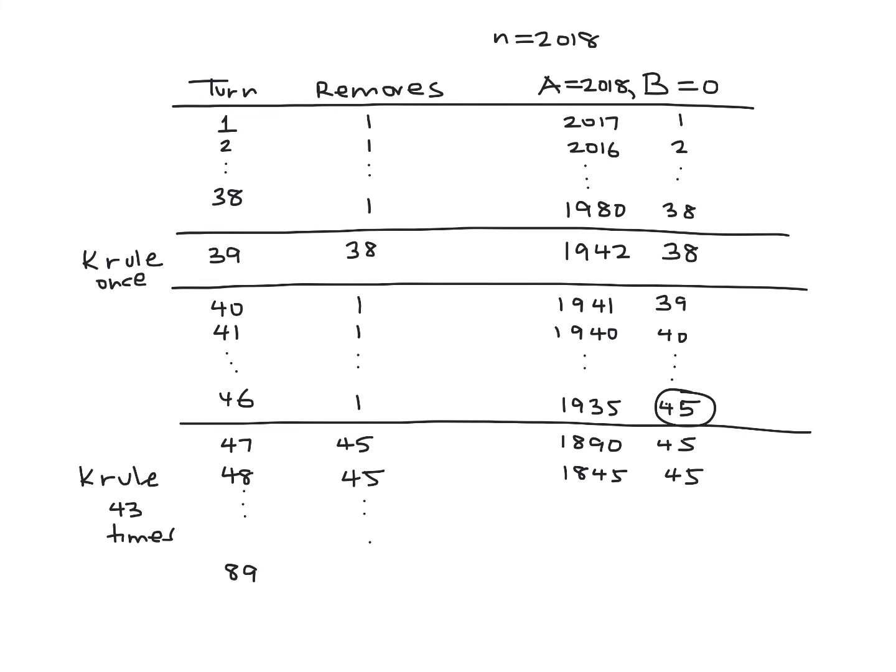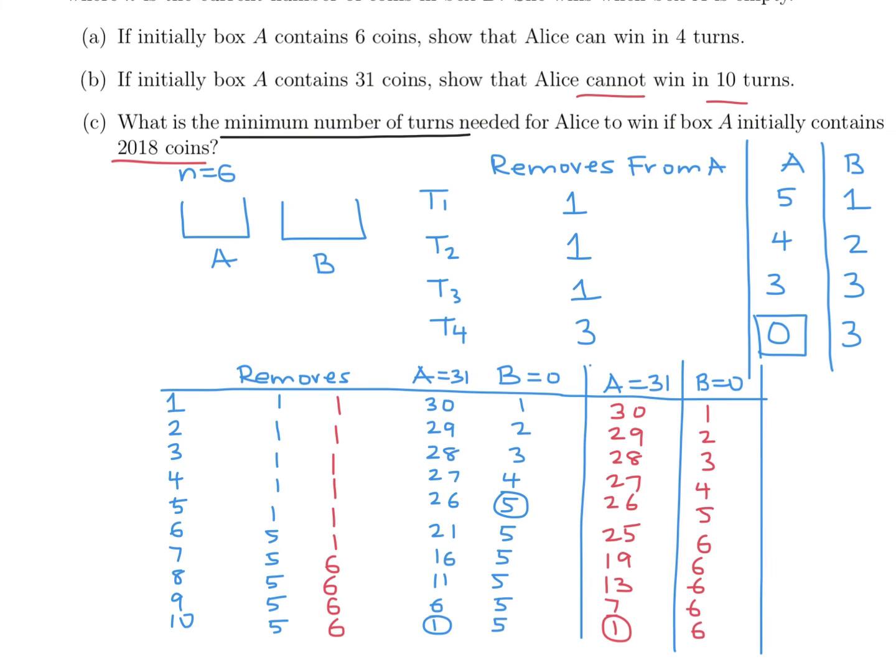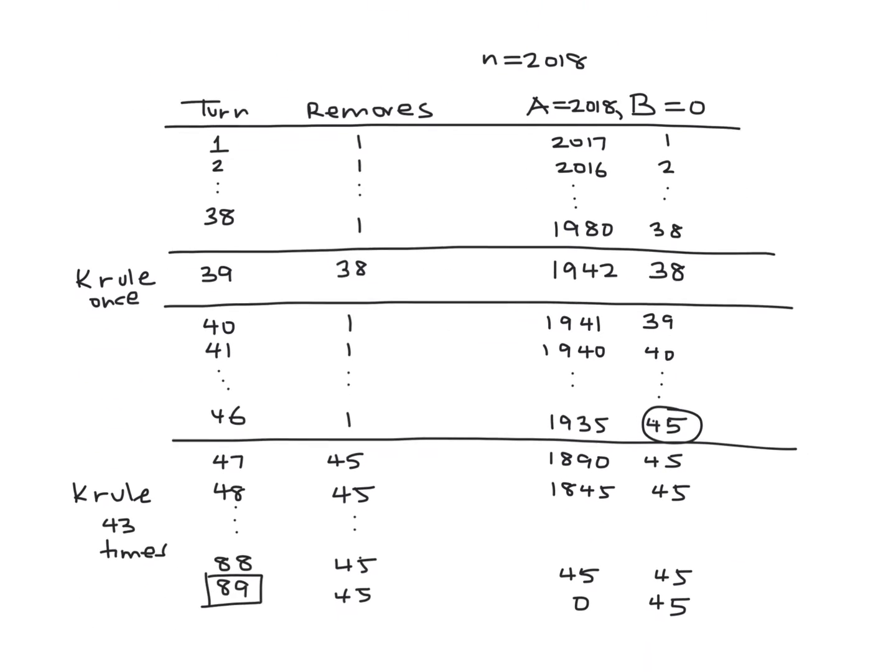And then you just keep doing that until you get to here. It'll be down to 45. You have to remove 45, and it'll bring it down to 0. So the 88th one, there will be 45 left here. And yeah, so that means the total is 89, and this is the minimum number of turns needed for Alice to win.